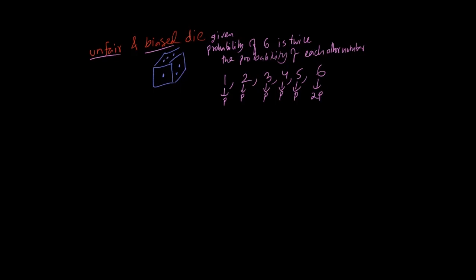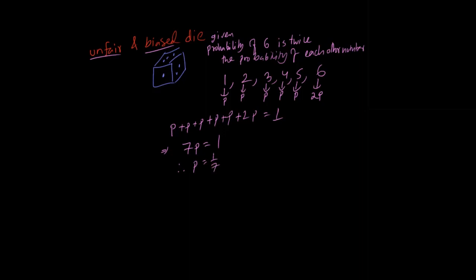Now, you know total probability is 1, so you add up the probabilities. P plus P plus P plus P plus P, that's 1, 2, 3, 4, 5, plus 2P equals 1. If you add it up, 1, 2, 3, 4, 5, 6, 7, so there will be 7P equals 1. Therefore, the value of P is 1 by 7.